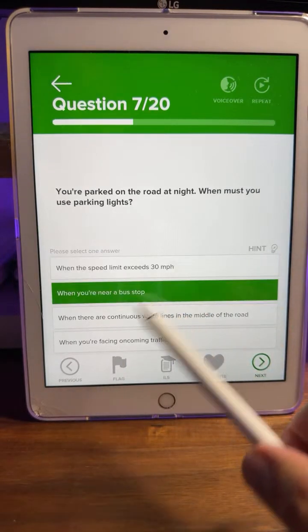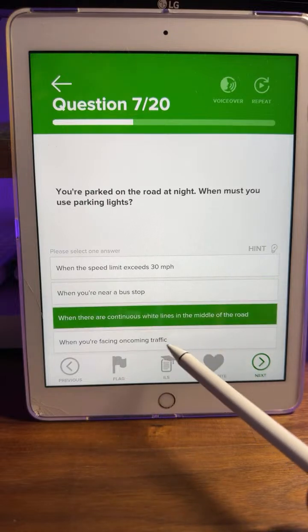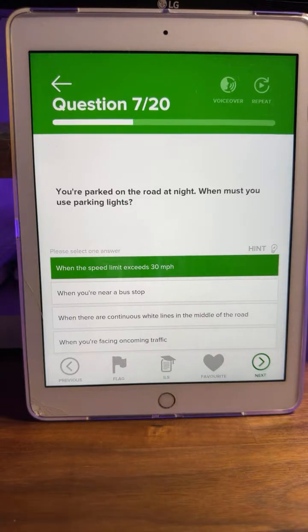When you're near a bus stop, that doesn't matter. When there are continuous white lines in the middle of the road, again, that does not matter. When you're facing oncoming traffic, so we know here it's when the vehicle speed limit exceeds 30 miles an hour.